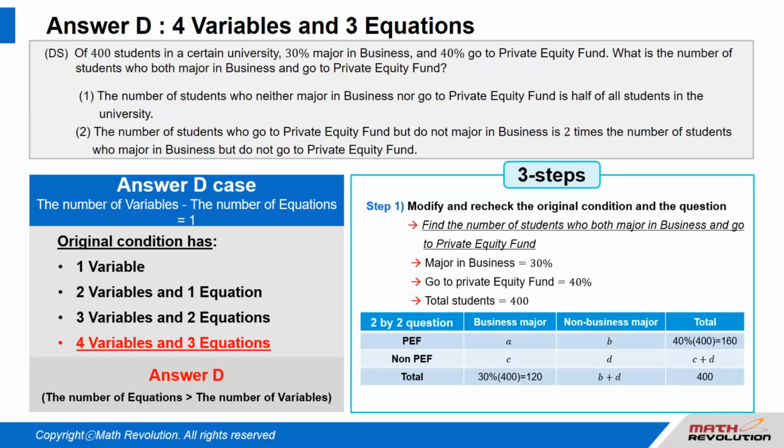PEF business major A, PEF non-business major B, PEF total, 40% of 400, which equals 160. Non-PEF business major C, non-PEF non-business major D, non-PEF total C plus D. Total business major, 30% of 400, which equals 120. Total of non-business major, B plus D. Overall total, 400. So, we need to know the value of A.